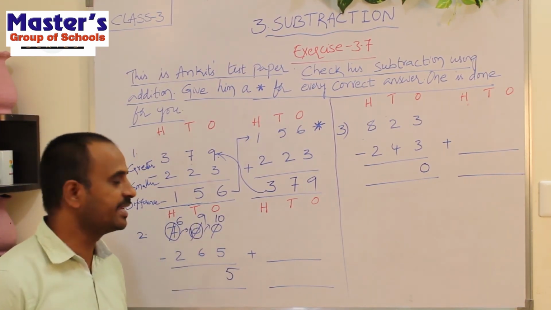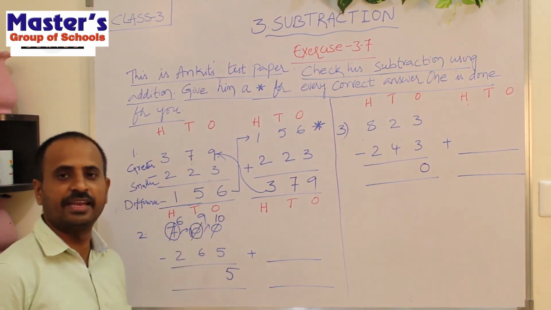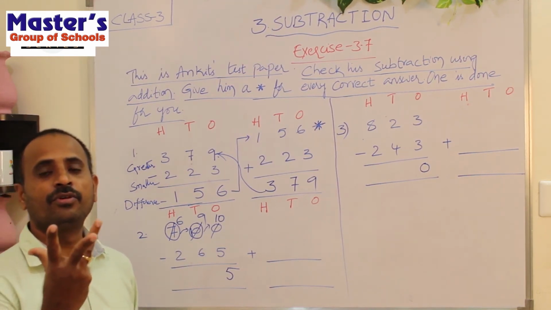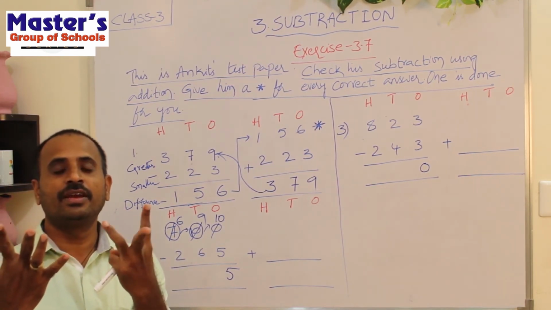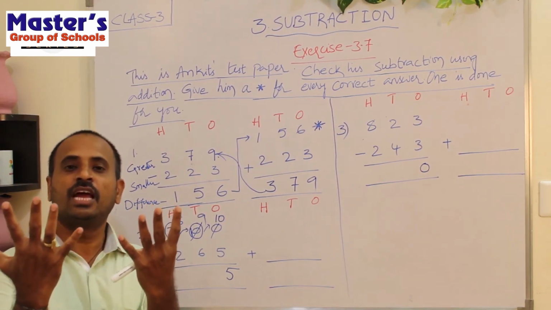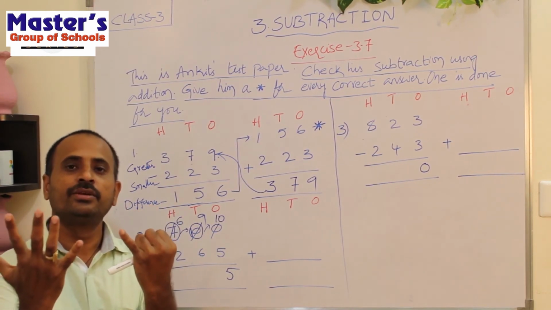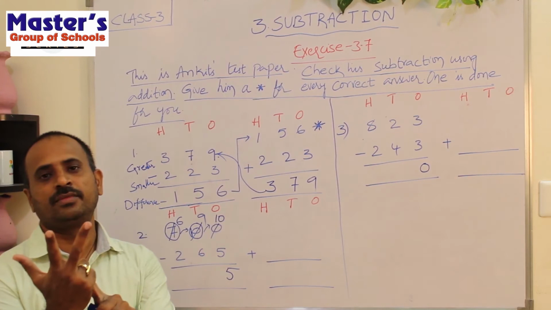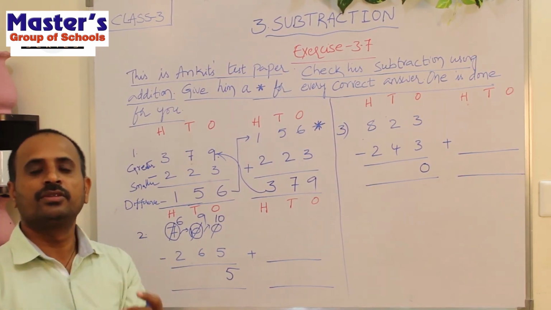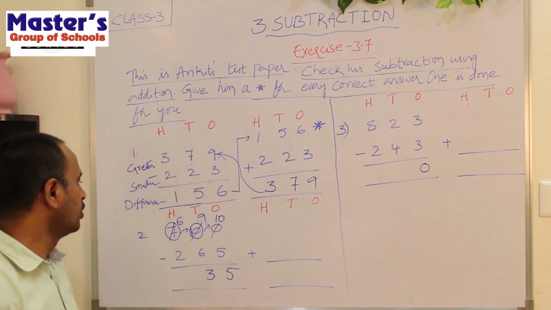What are the digits present in tens place? 9 and 6 are present in tens place. What is the first digit here? 9. So open 9 fingers of your hand. 1, 2, 3, 4, 5, 6, 7, 8, 9. And what is the second number? 6. So close 6 fingers among these 9 fingers. 1, 2, 3, 4, 5, 6. Now how many fingers are remaining? 1, 2, 3. So 3 fingers are remaining. So write 3 here. Next go to hundreds place.